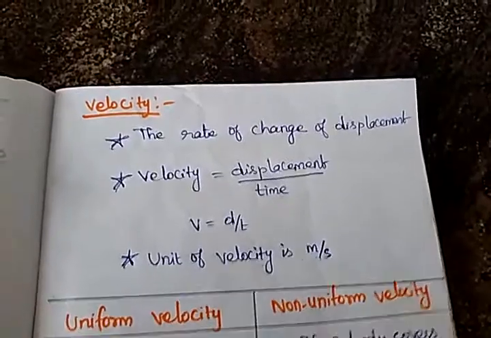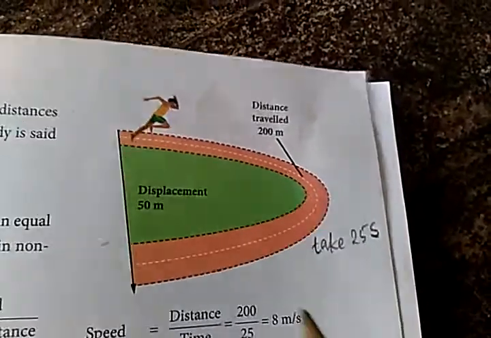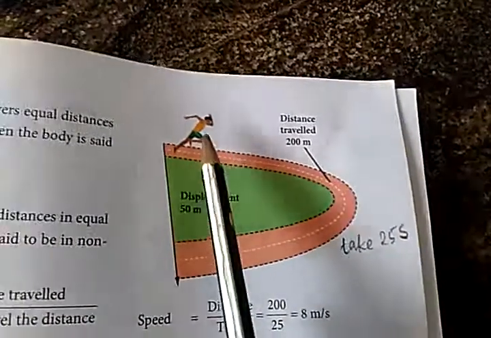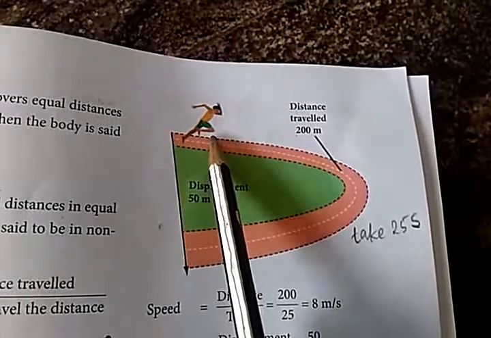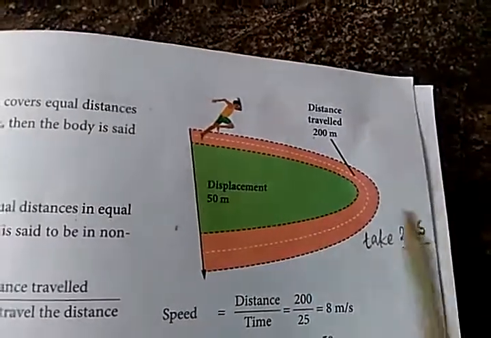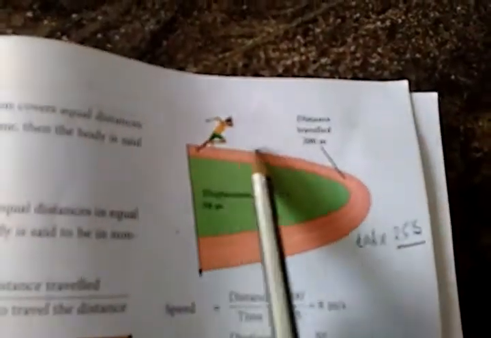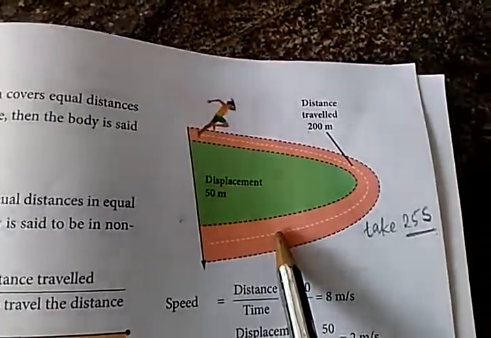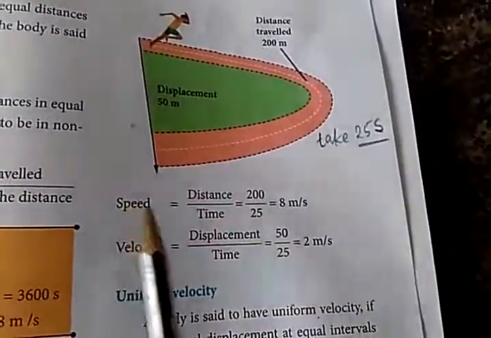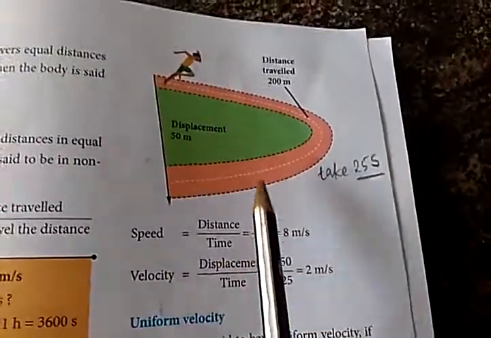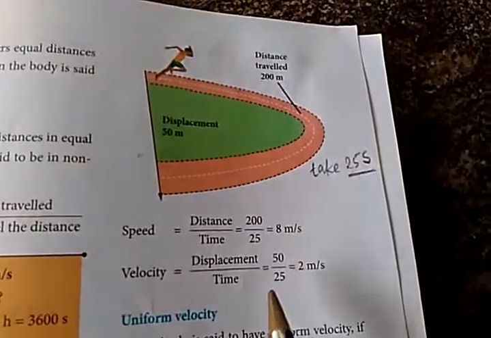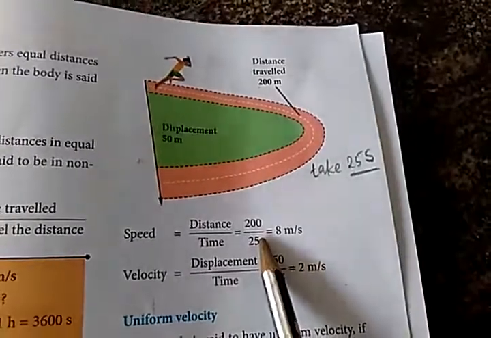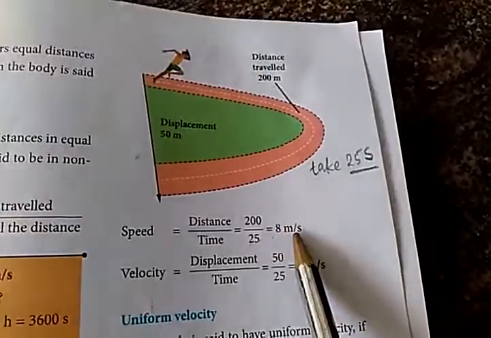Students, here we see one problem. Look at the picture. An athlete takes 25 seconds to complete the 200 meter sprint event. Find her speed and velocity. How to find? Speed is equal to distance by time. Substitute distance value 200 divided by time value 25 seconds, the value is 8 meter per second.